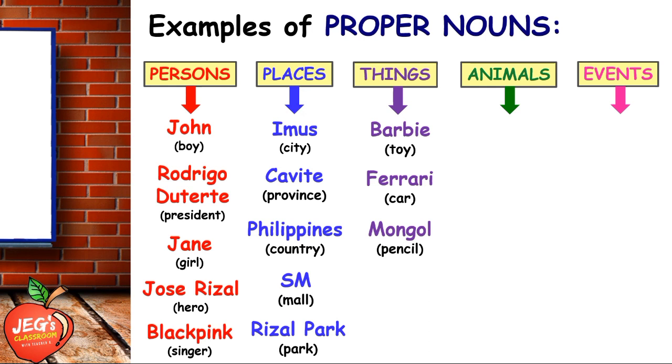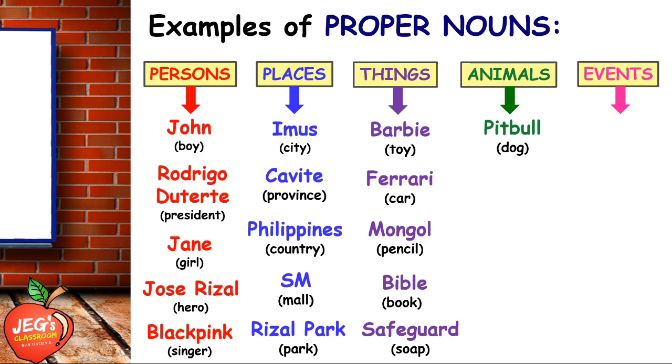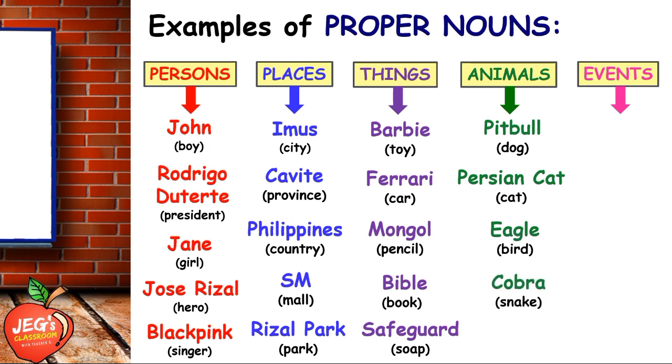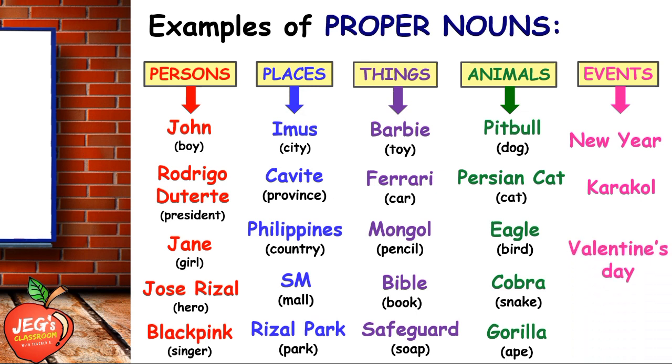For the things, we have Barbie, Ferrari, Mongol, Bible, and Safeguard. For the animals, we have Pitbull, Persian cat, eagle, cobra, and gorilla. For the events, we have New Year, Caracol, which is a festival celebrated in Cavite, Valentine's Day, and of course, Christmas.